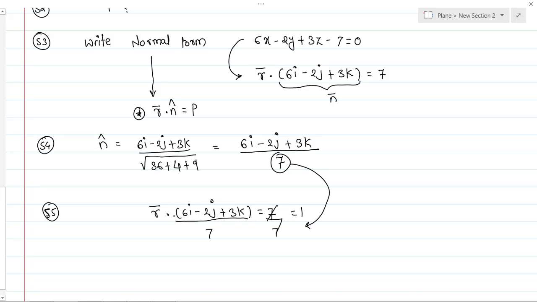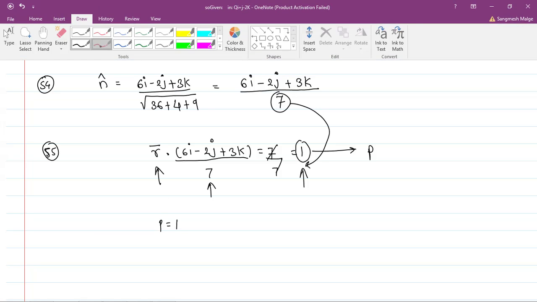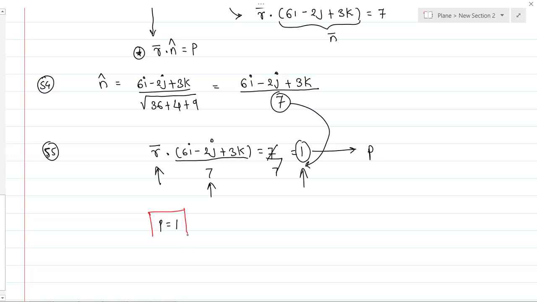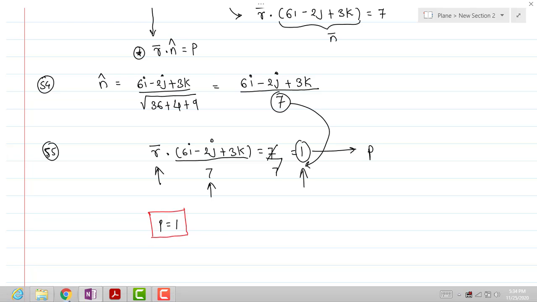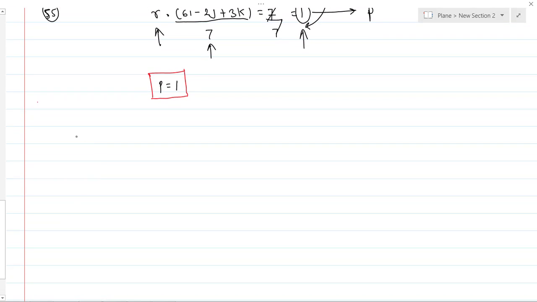So in this equation, if this is r bar and this is n cap, then this value is nothing but the p, which is the required answer. So the answer for this question is p equals 1, that is, the distance of the plane from the origin is equal to 1. Okay, so this is the first approach. Now let's solve the same question using the second approach.